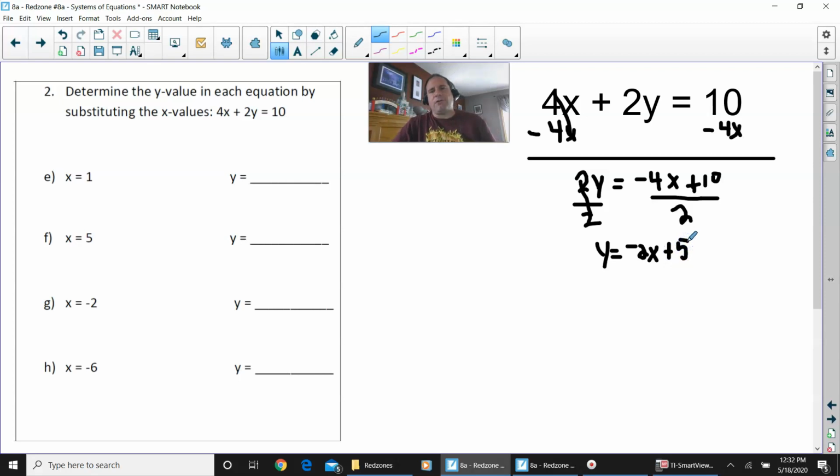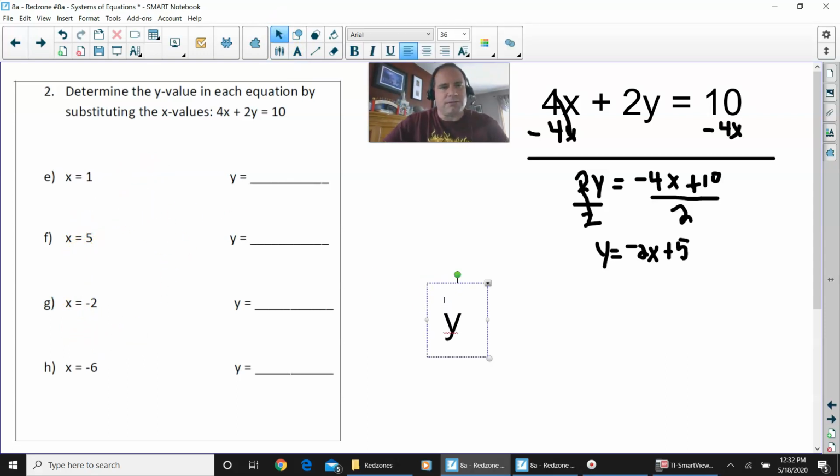So you have y equals negative 2x plus 5, and now you can use this to substitute these values in for E, F, G, and H. So what I'm going to do is I'll do one with you. It's y equals, now we're going to use this one that we worked on, negative 2, and instead of x, we're going to put 1 in for that one, plus 5.